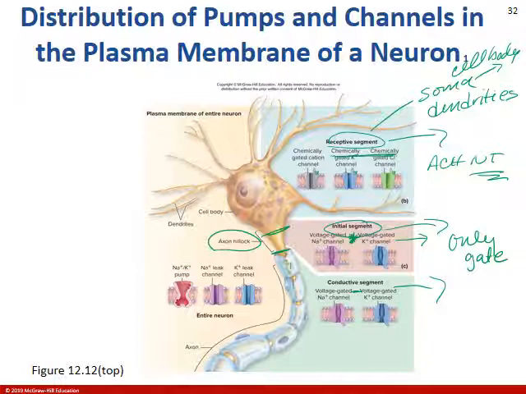And then the conductive segment is also going to have voltage-gated channels. So as the inside of the neuron becomes positive, it's going to open these channels and allow more sodium ions to flow into the axon. And that's going to keep conducting all the way down to the end where the synaptic knobs are located.